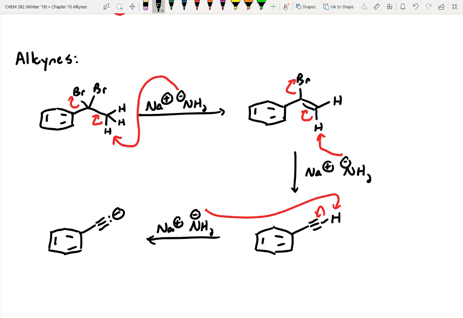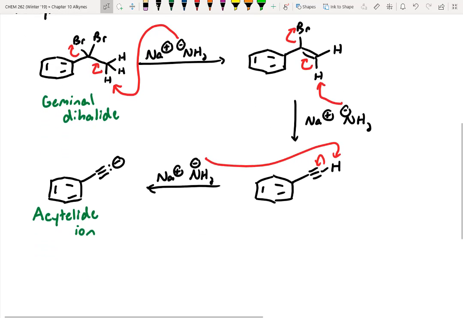All right, so now we got to get into some of the naming. The starting material that we were working with had two halogens coming off of the same carbon. This is called a geminal dihalide. And then the alkyne that we made and deprotonated, this is now called an acetylide ion. Typically, we don't want to isolate our anion. We want to isolate a neutral compound, but there's a pretty simple solution to this. What could we do? Probably just throw a proton back on using a separate reagent, right?